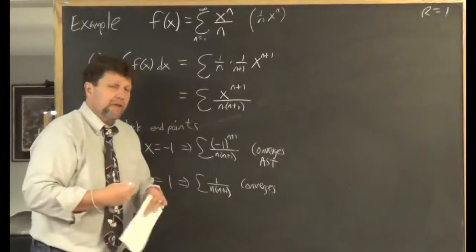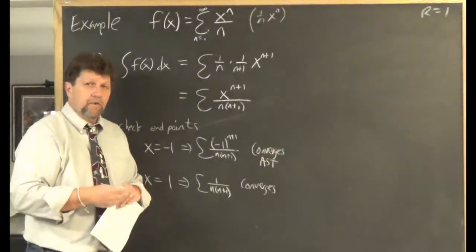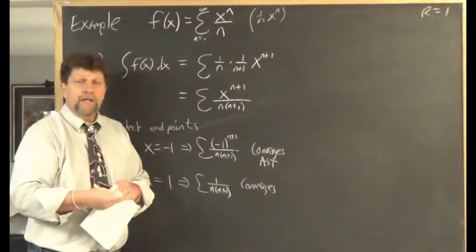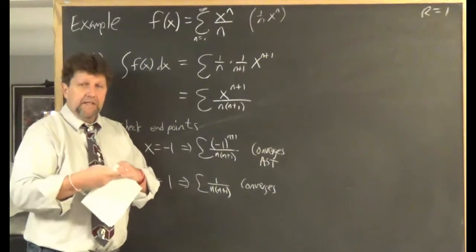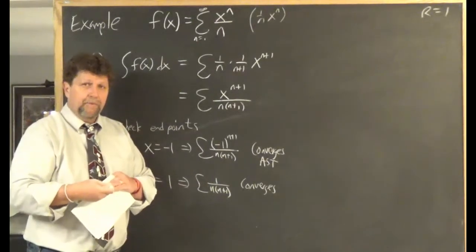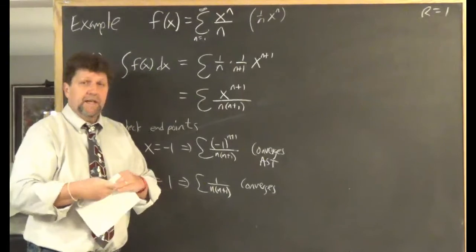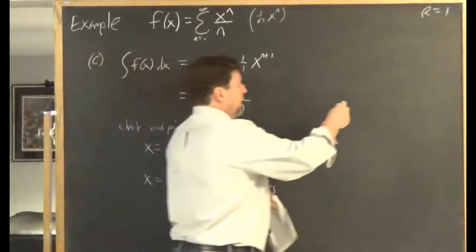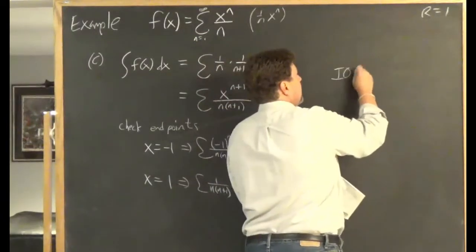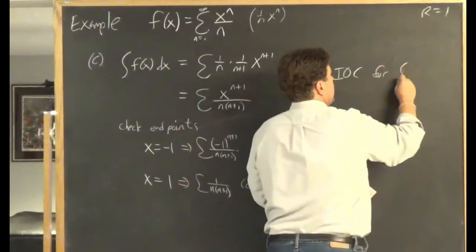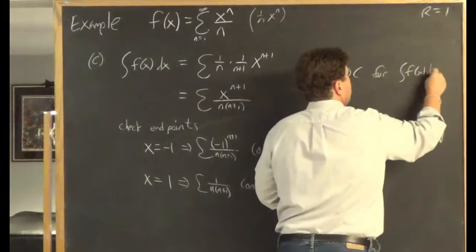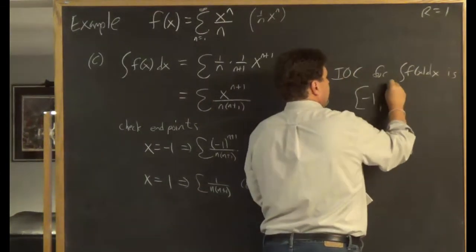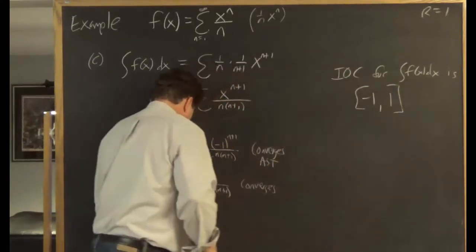I personally would compare that series, 1 over n times n plus 1, to the series 1 over n squared. That's a p-series that we know converges. And I would either do the limit comparison test or the direct comparison test. So we now know that the interval of convergence for the integral is square bracket -1, 1 square bracket.